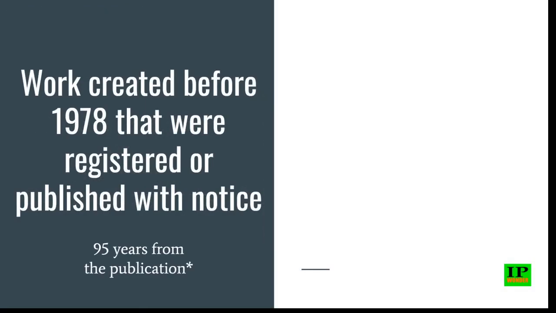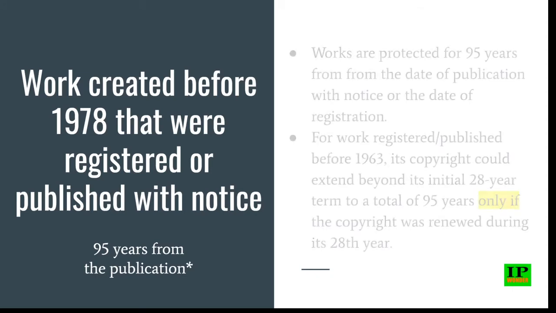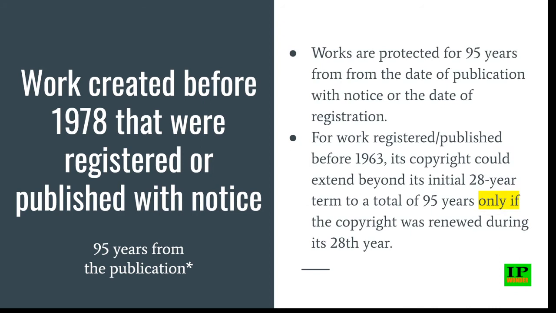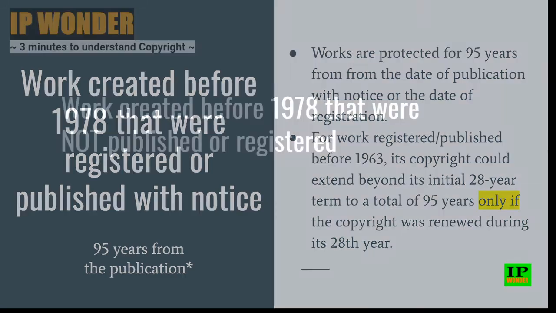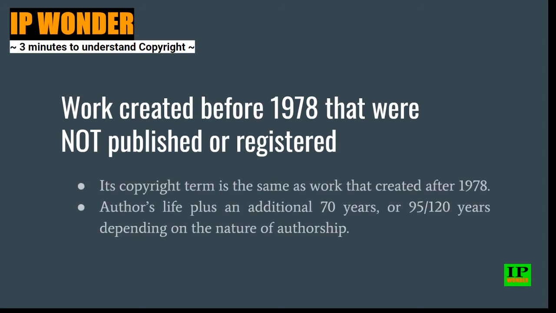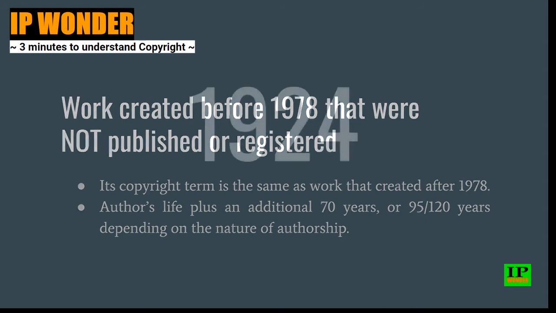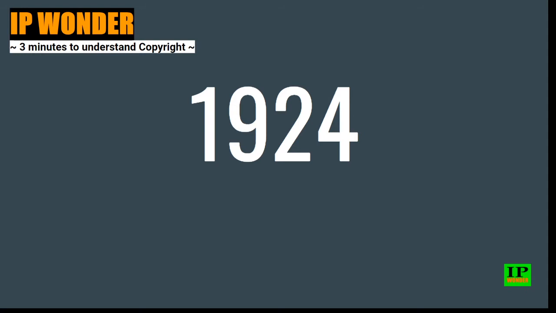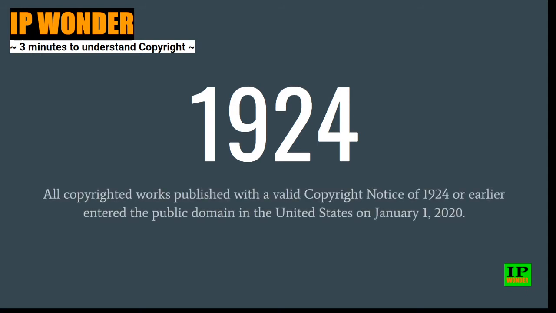The copyright duration rules for works before 1978 are complicated. Generally speaking, it is 95 years from the date of the registration or the date of publication with notice. For works that were created but neither published nor registered before 1978, the copyright duration is generally computed the same way as the current rule. So according to the rules we just talked about, all copyrighted works published with a valid copyright notice in 1924 or earlier entered the public domain in the United States on January 1st, 2020.